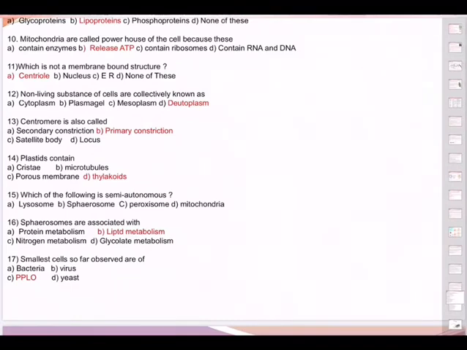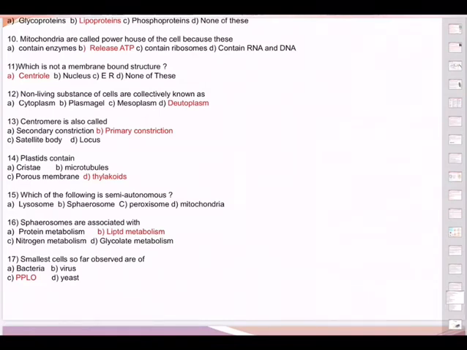So thylakoids is the obvious answer because cristae is in mitochondria. Microtubules, of course, they are related to cilia, flagella, all that. Porous membrane is related to membrane. What we are talking about is plastids. So the left out one is thylakoids.